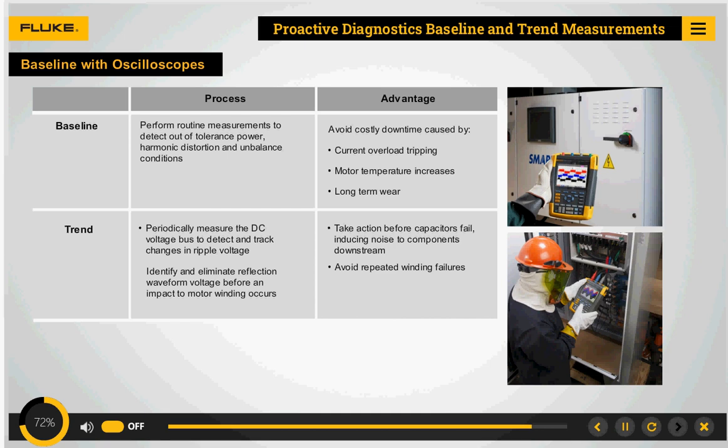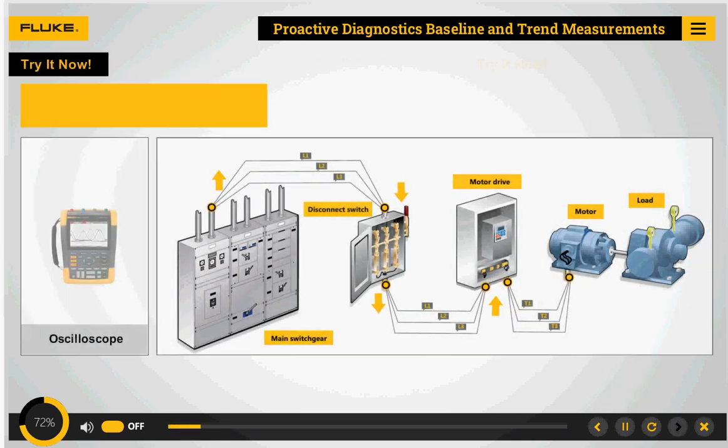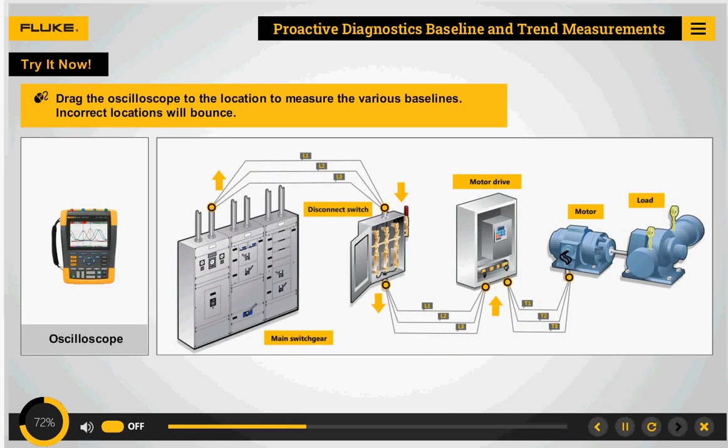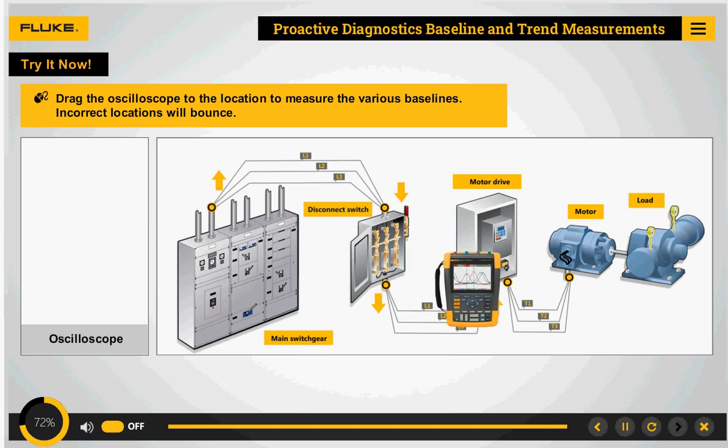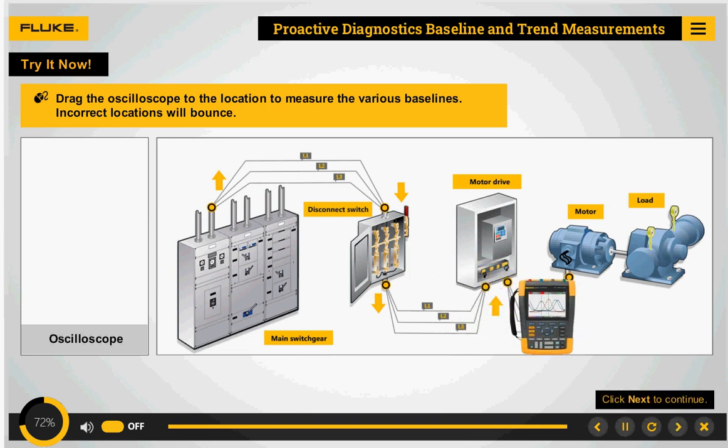For example, for a 480 volt AC drive, the DC bus should be approximately 678 volts DC. Drag the oscilloscope to the location to measure the various baselines. Incorrect locations will bounce. That's correct.